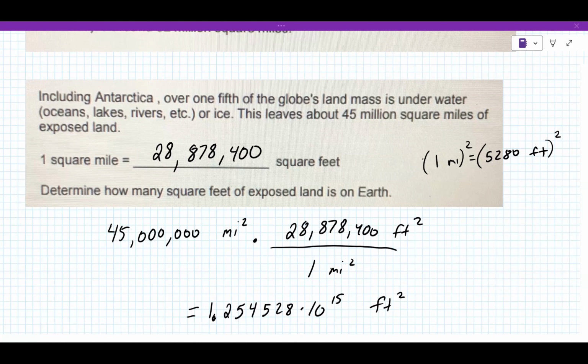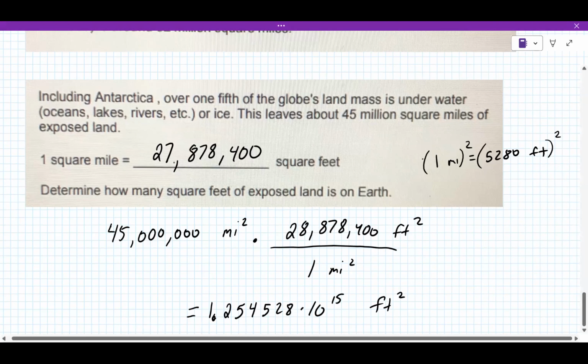Did I just not write the number down? Maybe I didn't write the number down. Yeah, I just didn't write the number down. It's 27, not 28. Okay. That's the issue. And then that does change this other one as well. Although I think this number is okay, 5,280. I just wrote the wrong number down. This calculation is correct.